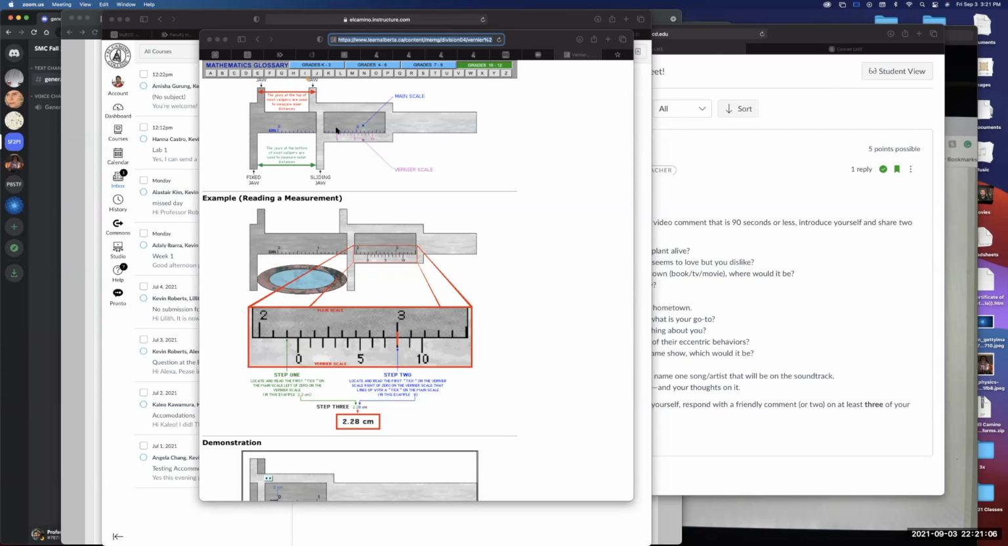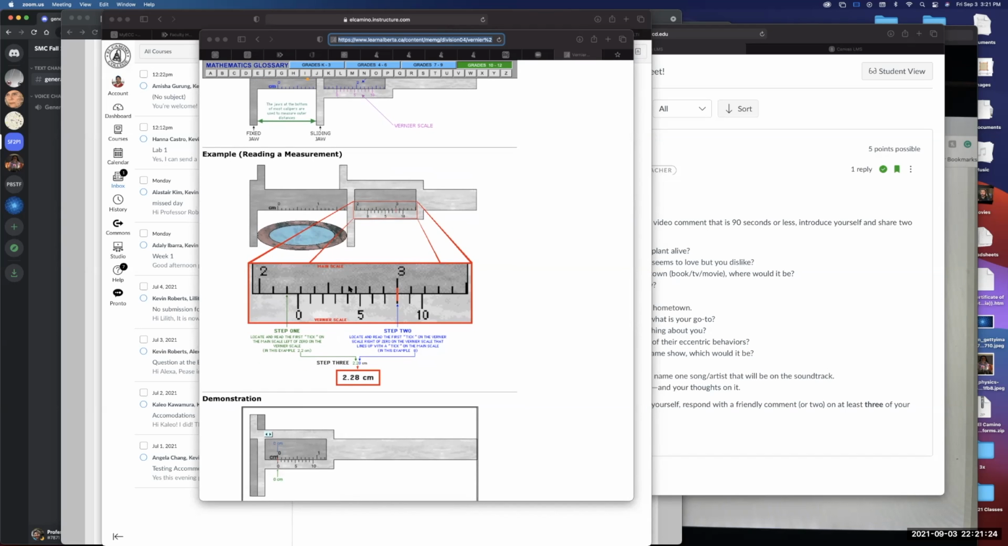So how do we read this? Well, if this is a simple ruler, you could only get tenths of a millimeter or centimeter here. But with vernier calipers, you can use this vernier scale to get even more accurate.